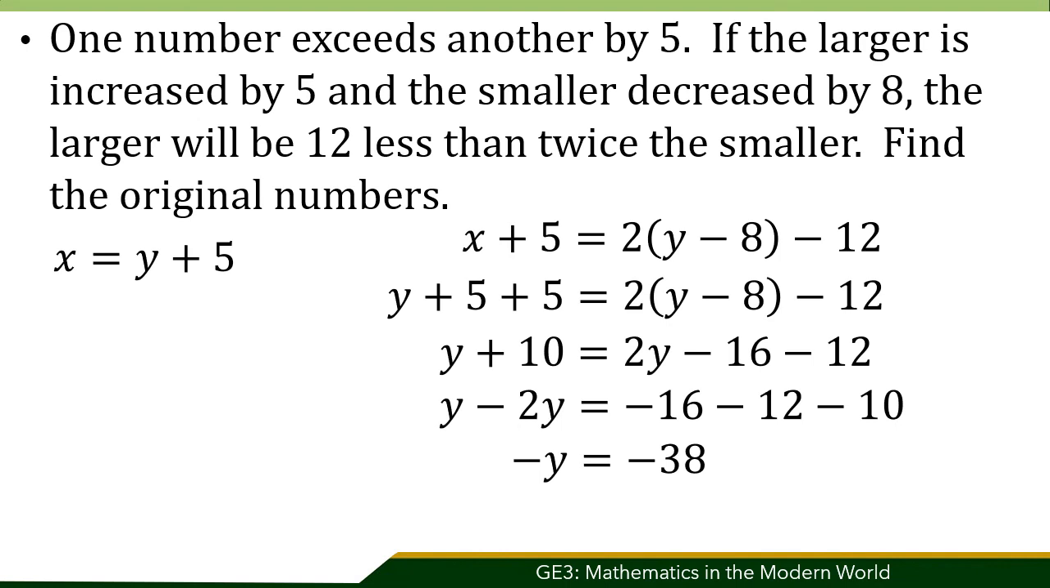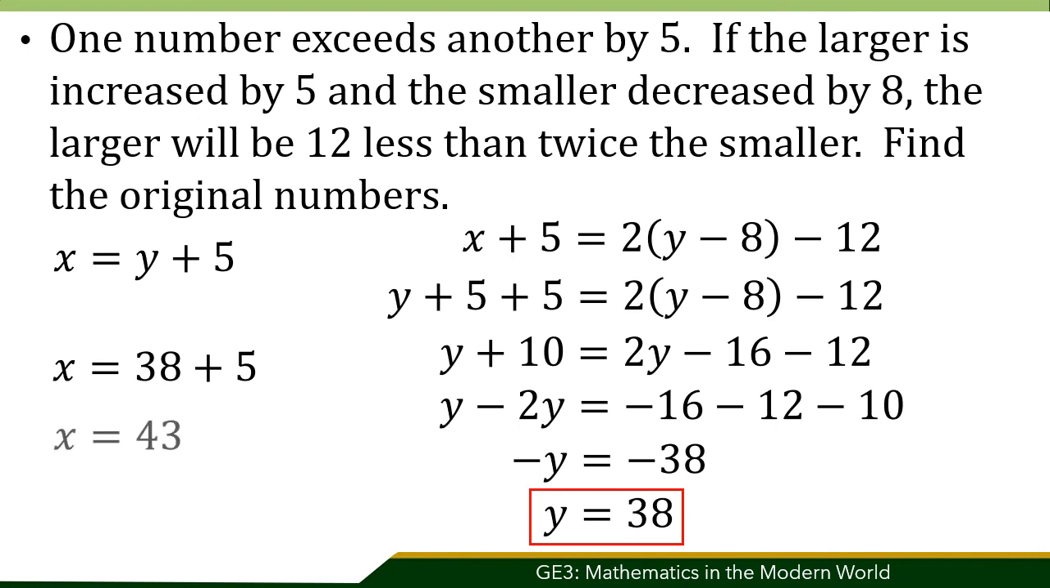Now we have negative y equals negative 38. Multiply or divide both sides of the equation by negative 1, so we have y equals 38. That's the smaller number. To solve for the larger number, we can make use of the first equation. Substitute the value of y, which is 38. So x equals 38 plus 5. 38 plus 5 is 43. So x equals 43. That's the larger number.